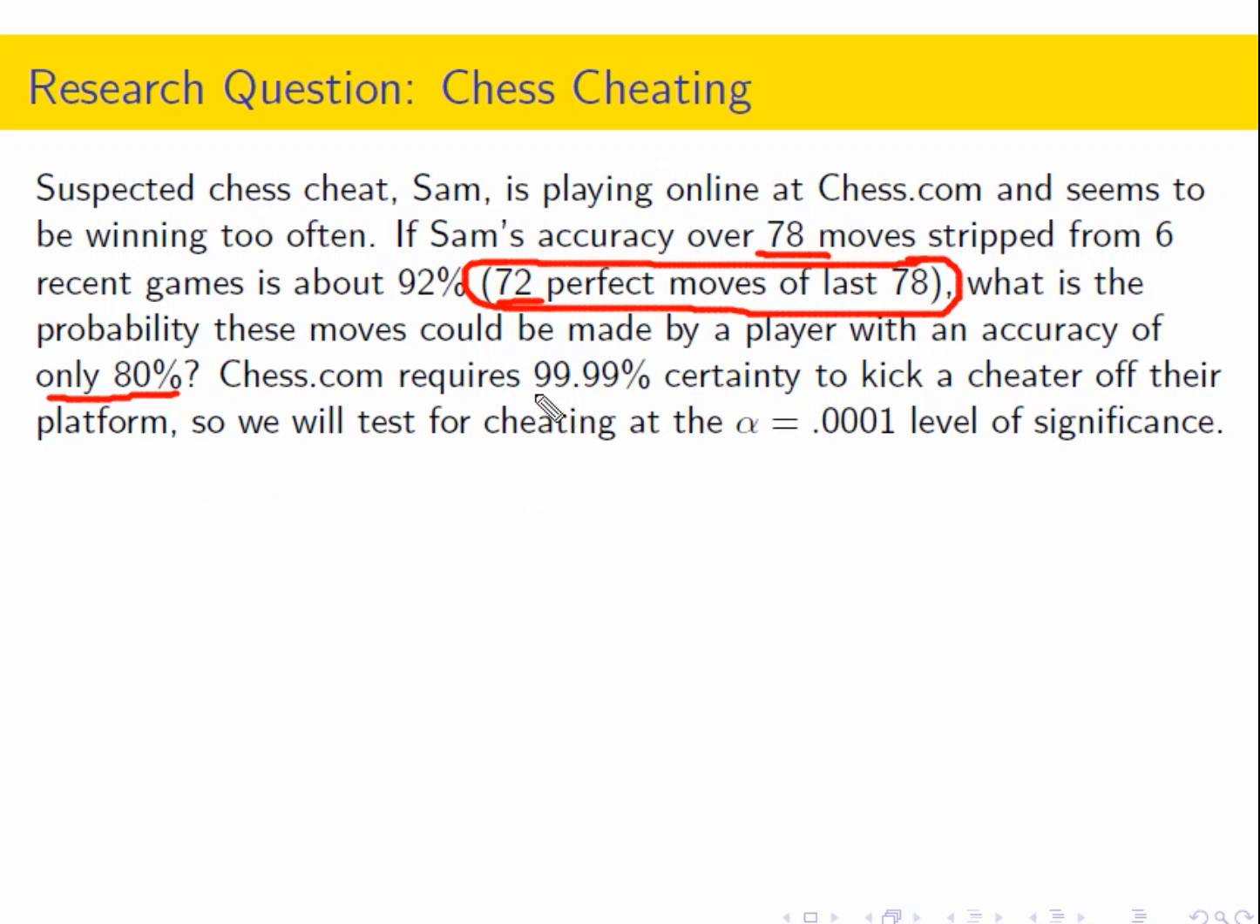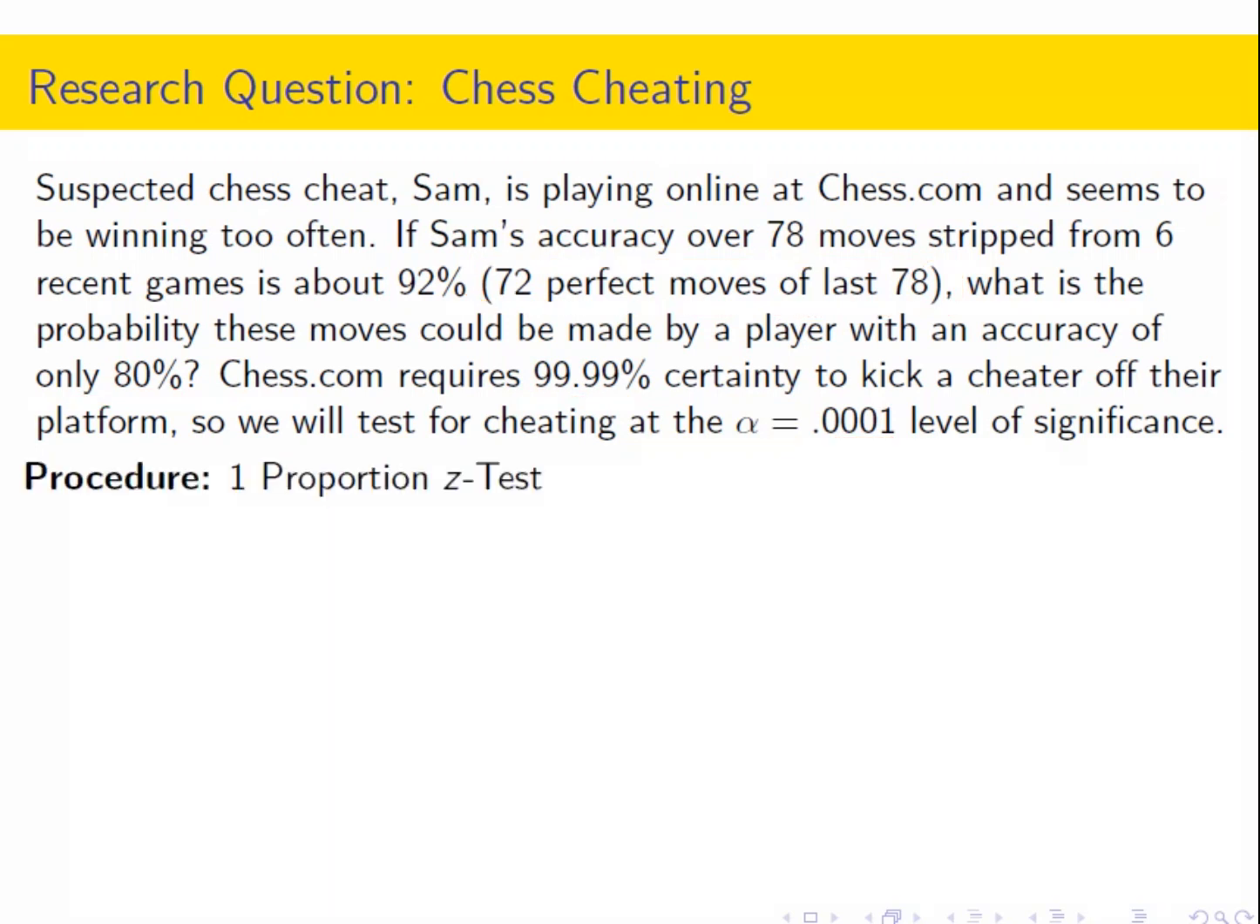Now, chess.com states on their website that they require 99.99% certainty of the cheating before they're going to kick somebody off their platform. So that translates into alpha being 0.0001. All right, this is one proportion. Why? Well, we have one sample of 78 moves, we have 72 successes, and we have 6 failures, okay? Now you're going to say, well, we have 6 failures. Hasn't it failed verification? Well, let's set up the null hypothesis, right?